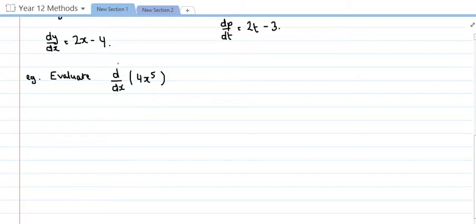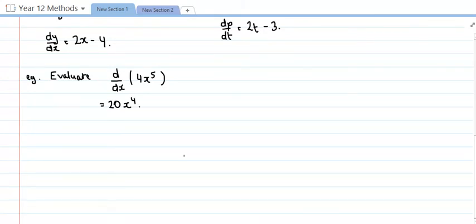Okay, this is the operator here, and this is telling us that we need to differentiate whatever is inside these brackets here with respect to x. Okay, so it had to be d dx because we were dealing with the letter x in the problem. And we just go and we differentiate what's here, and so it becomes 20x to the power of 4.